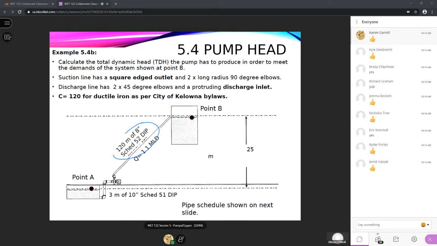So we've got our centrifugal pump that's got to provide the energy to get the water from point A to point B. It's also got to add velocity head to the water, and it's got to overcome any head losses. Okay, so what I'm going to do now is switch to the other screen so that I can write on it.